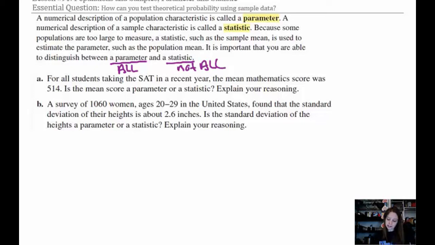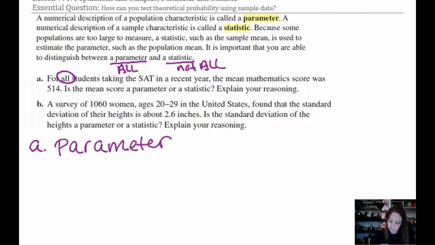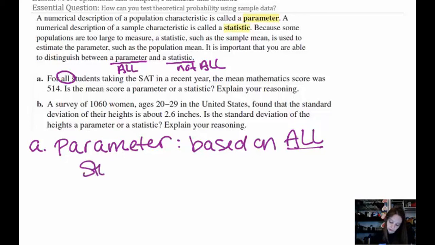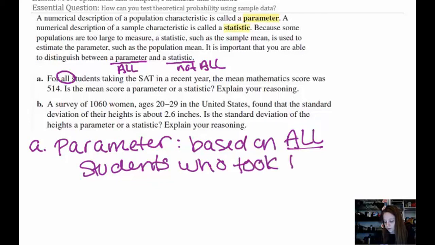For all students taking the SAT in a recent year, the mean mathematical score was 514. Is the mean score a parameter or a statistic? Explain your reasoning. I see the word all. This is a parameter of all students taking the SATs. It is a parameter because it is based on all students who took the exam.